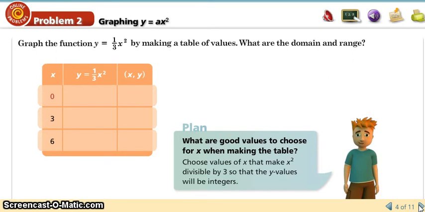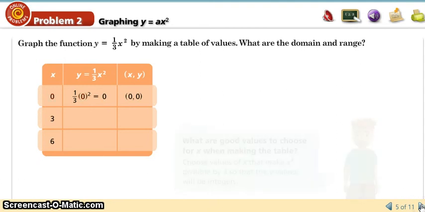Start with x equals 0. When x equals 0, y also equals 0. Now use x equals 3. When x equals 3, y also equals 3. And finally, use x equals 6. Notice you're just substituting these values in for x. When x equals 6, y equals 12.